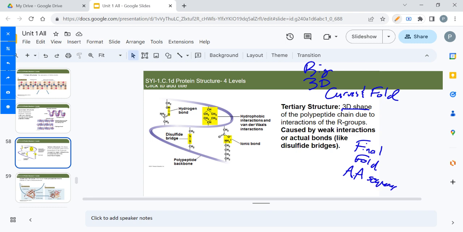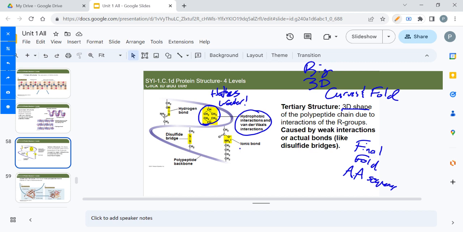We're going to go and fold. We're going to make hydrophobic interactions, right? So you take a look. This is hydrophobic. It hates water. So it's going to fold in a way so that all those hydrophobic areas are nowhere near each other, right?